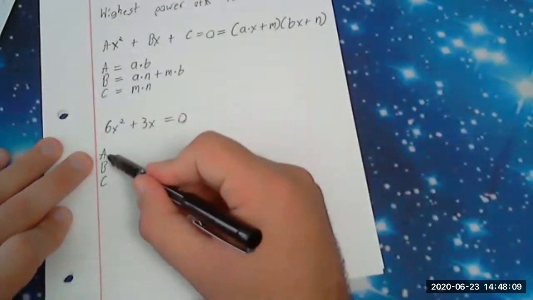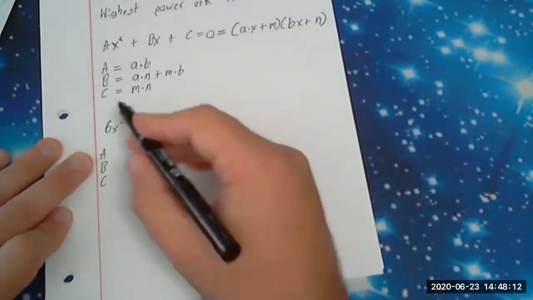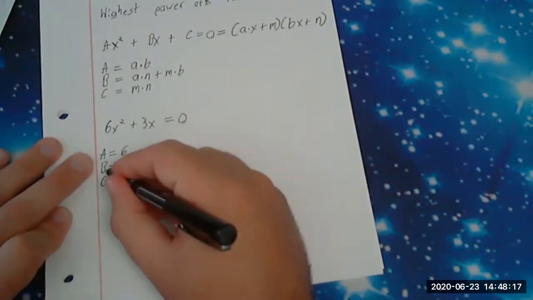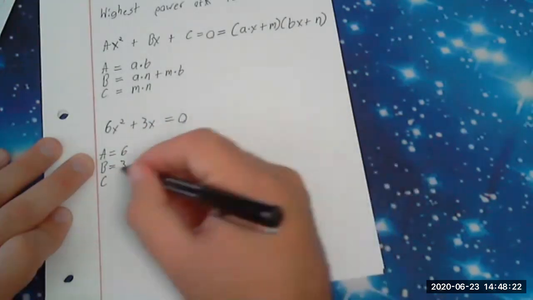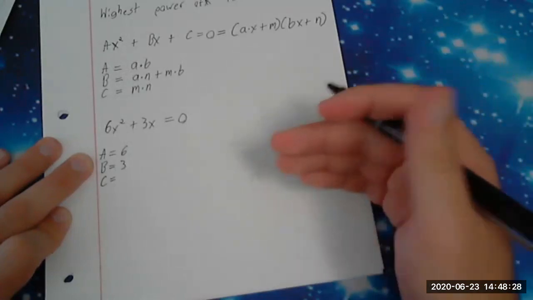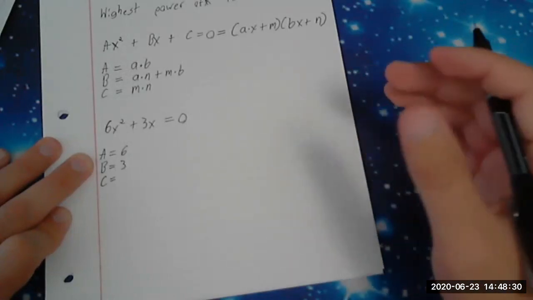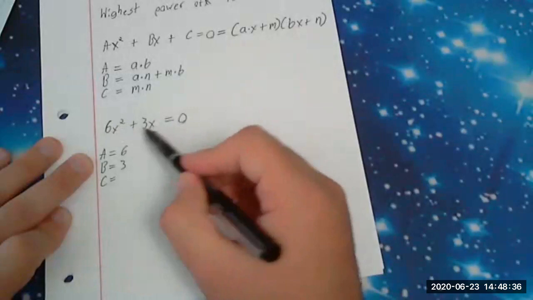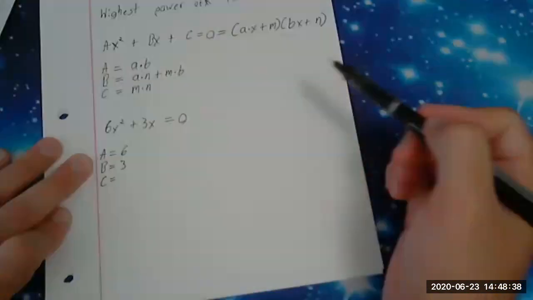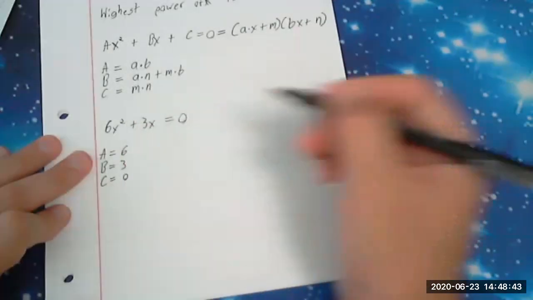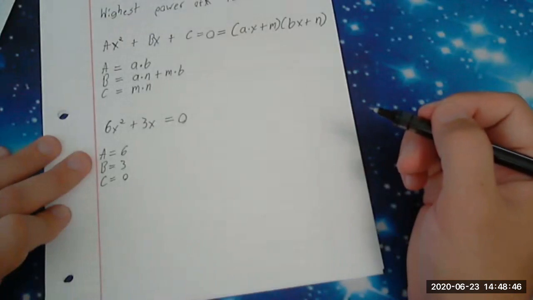So A is the number that's in front of x squared. In this case, 6. B is the number that's in front of x. So in this case, it's 3. And C is the number that doesn't have an x or an x squared. And you might say to yourself, well, there isn't one. There's an x squared thing, there's an x thing, but there's nothing else there. And you'd be right. So that makes it 0, because there isn't one of those things.